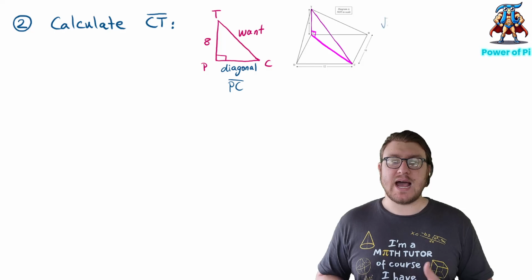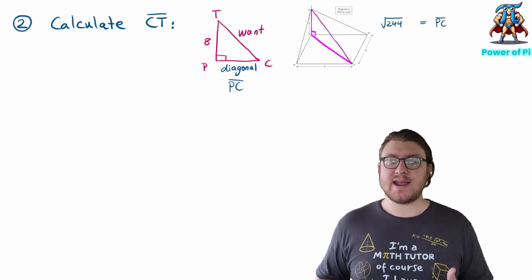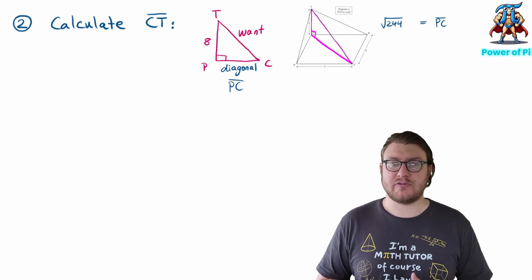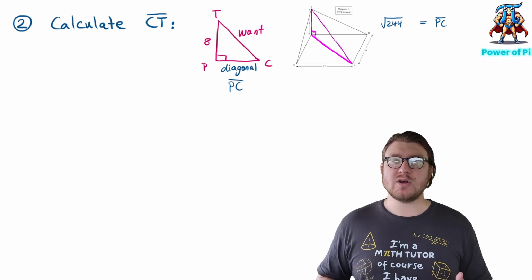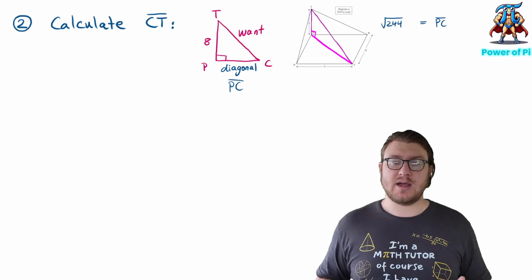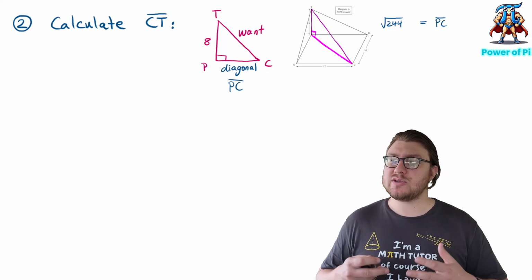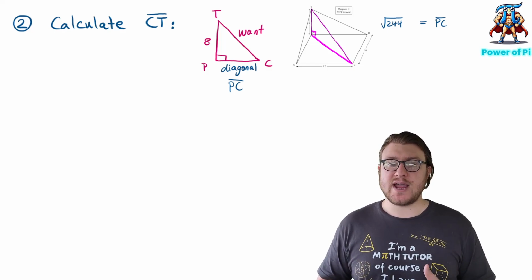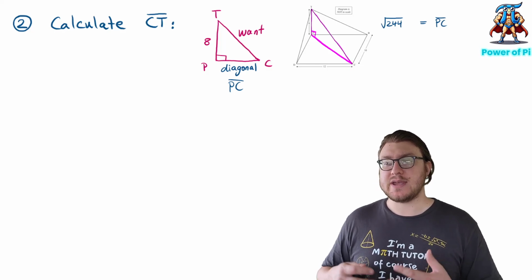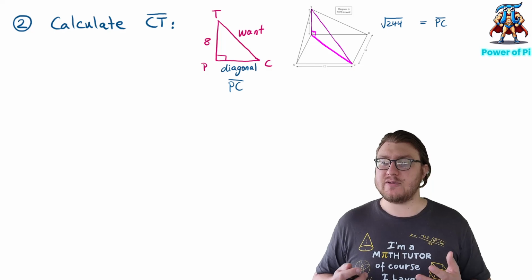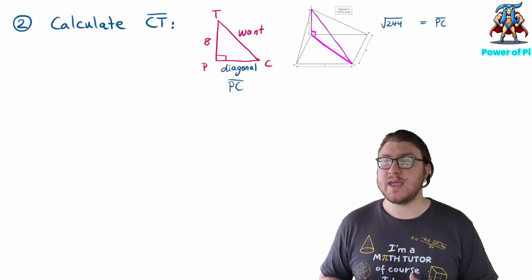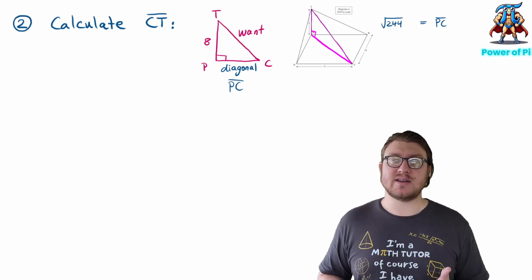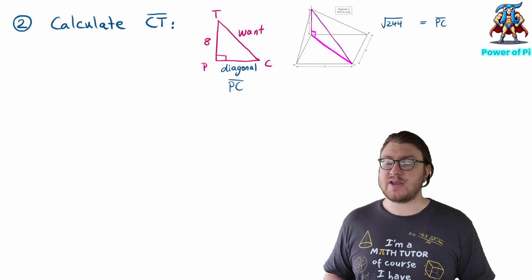Now let's have a look at the other triangle. Remember, we have this diagonal in the base that is square root of 244. And if we now want to find the length from C to T, we use the first triangle that we were looking at. And in red, you can see this is the triangle that we're interested in. The hypotenuse is the value from C to T that we are interested in. We have the height being 8, and we know that from PC, that is the diagonal PC. So this is the value that we've already found.